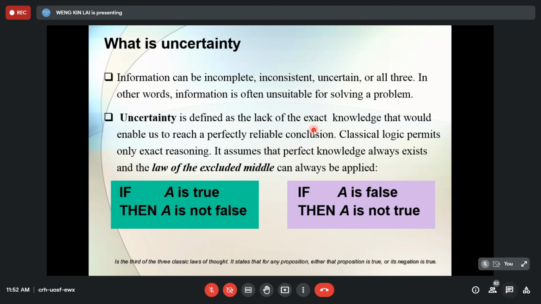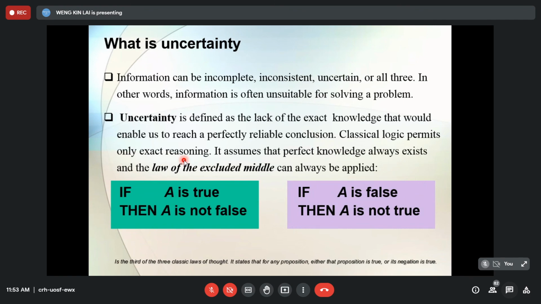So going back to our example again about whether today will rain or not, whether it will rain because it's so hot for the past few days. If the information is not complete, not exact, I will not be able to tell you exactly whether it will rain or not, right? In the classical way of looking at knowledge, classical logic permits only exact reasoning. That's the old way of doing things, logical reasoning. Unless you're able to give me exact knowledge, I cannot give you the output of reasoning.